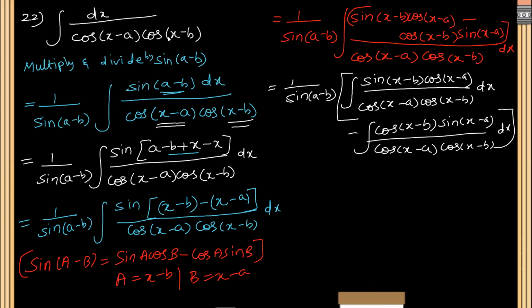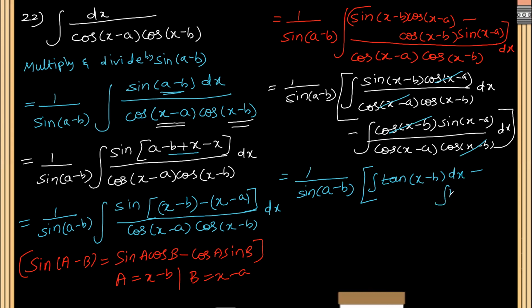Okay, checking with the cancellation of terms. If only the arguments are same, we can cancel. So we can cancel cos of x minus a, cos of x minus a in the first term. In the second term, cos of x minus b, cos of x minus b. So 1 by sine of a minus b remains common outside. Here we have the argument same. So sine by cos, we can take it as tan of x minus b dx, in between minus. Again here sine by cos, arguments are same. This can be written as tan of x minus a dx.